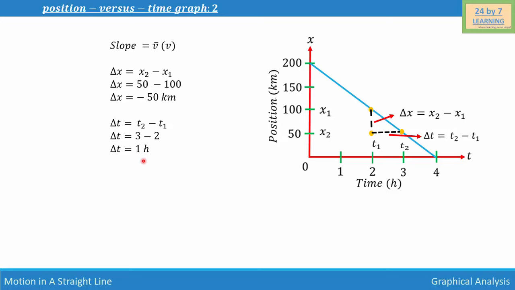Now let's find the slope, which is basically the velocity or the average velocity of the body, and the slope is equal to delta x over delta t. My delta x is negative 50 kilometer and delta t is 1 hour. So that is equal to negative 50 kilometer over 1 hour, equal to negative 50 kilometer per hour. And this is the velocity of the body moving with a uniform velocity in negative x direction. And this is how we will read or solve a problem based on a position versus time graph.